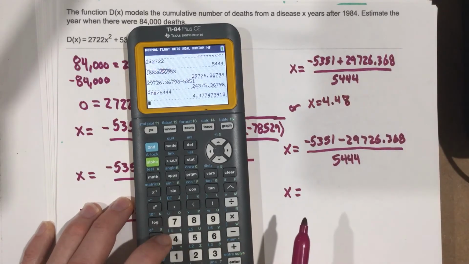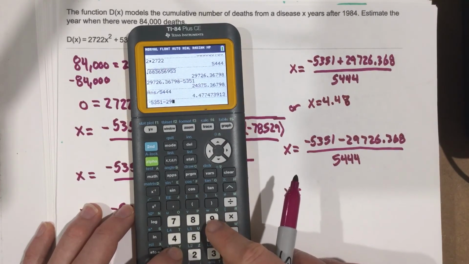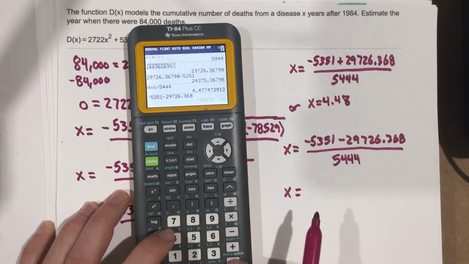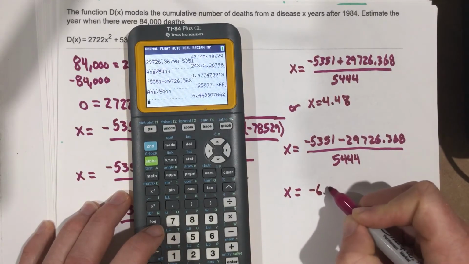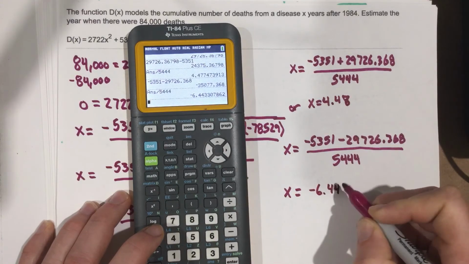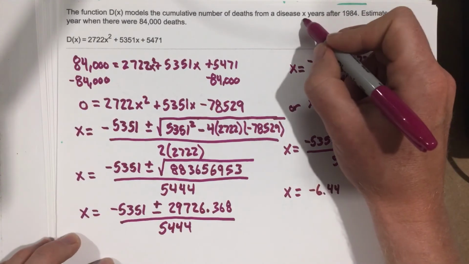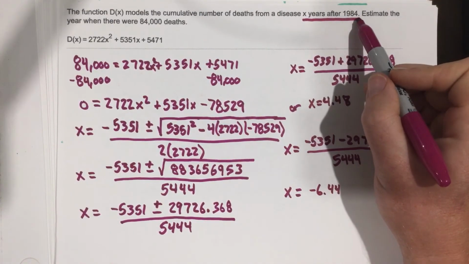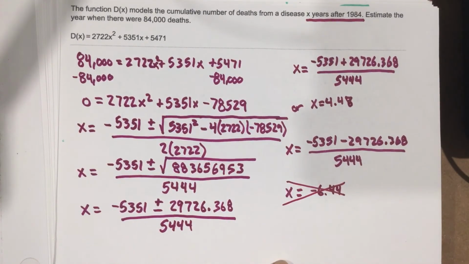Now let's subtract this out. So negative 5351 minus 29,726.368 divided by 5,444 is negative 6.44, like so. Now, one of these answers doesn't make any sense. It says x years after 1984. Well, if I use negative 6.44, is that going to be x years after 1984? No, that's going to be before 1984. So this actually doesn't work. We're going to cross that one out.